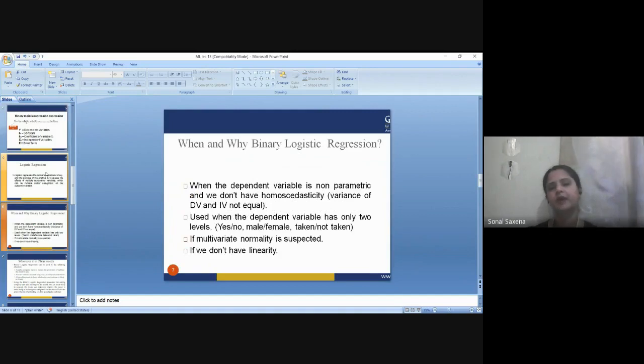So when and why should binary logistic regression be used? When the dependent variable is non-parametric and we don't have homoscedasticity, meaning the variance of the dependent and independent variables is not equal, only in that case we can use it. Similarly, we can use it when the dependent variable has only two levels: yes, no, male, female, obviously the binary part where you have only two choices. Then, if multivariate normality is suspected, and if you don't have linearity, only in these cases can you apply binary logistic regression.